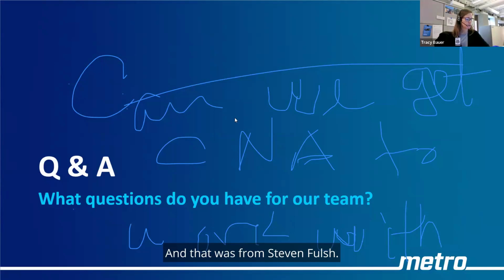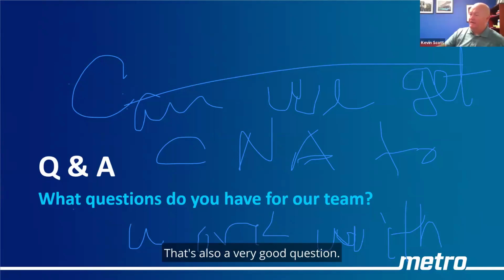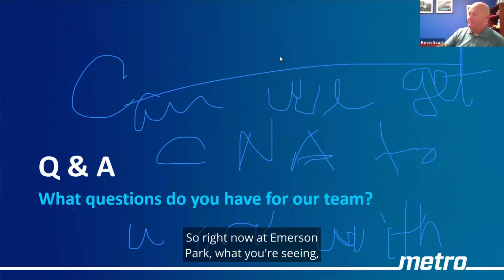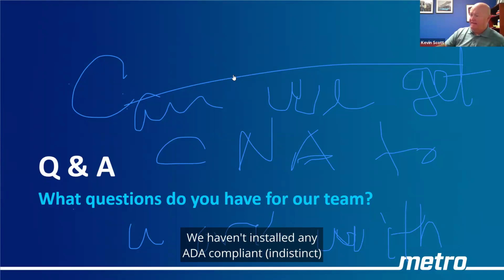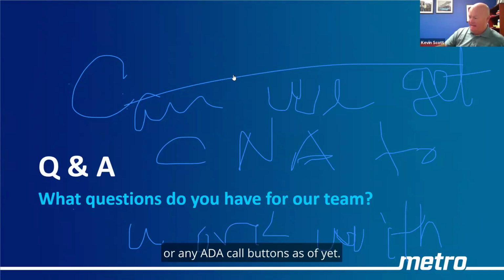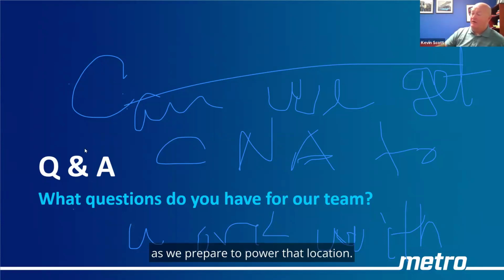That was from Stephen Folsch. Sure, I'll be happy to take that one as well. That's also a very good question. So right now at Emerson Park, you're not seeing any changes. We haven't installed any ADA compliant validators or any ADA call buttons as of yet. That will be done over the course of the next couple of weeks as we prepare to power that location.